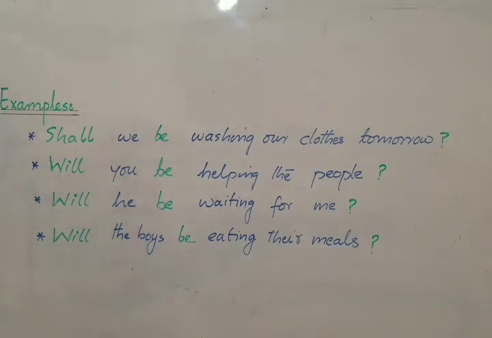Here you can see, आप देख सकते हैं यहाँ मैंने सेंटेंस स्टार्ट किया है shall से, और shall के बाद फिर सब्जेक्ट और फिर be, तो shall be ब्रेक हो जाता है और उसके बीच में हम सब्जेक्ट यूज करते हैं. Next we have, will you be helping the people? Next, will he be waiting for me? क्या वो मेरा इंतजार कर रहा होगा?